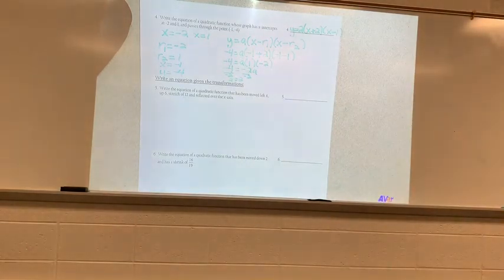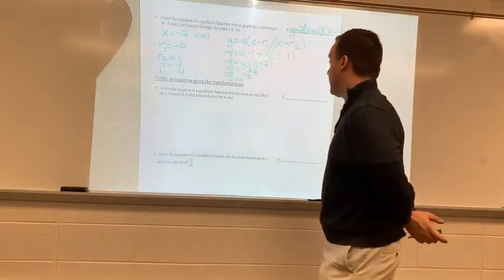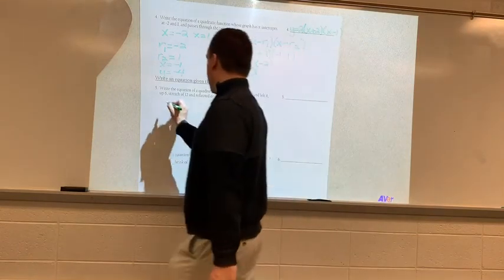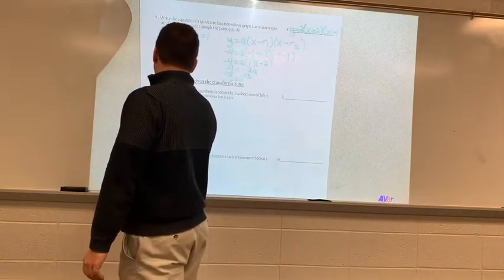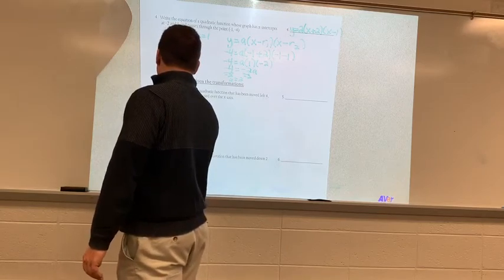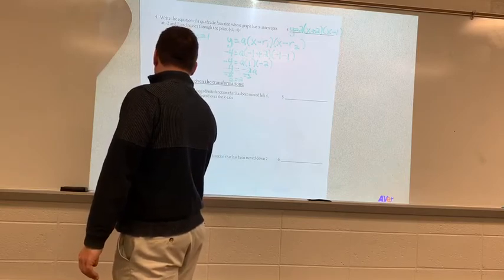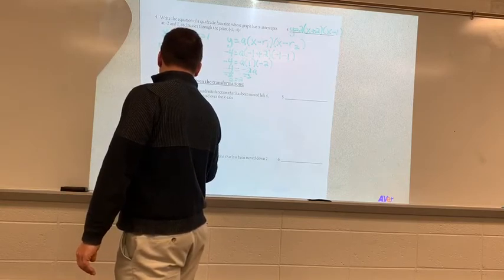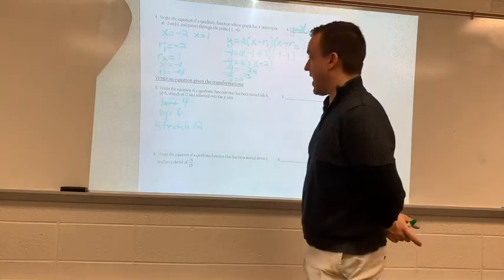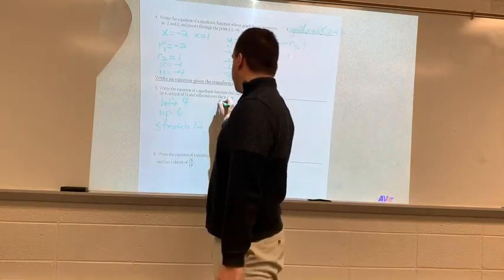In looking at question 5, we're asked to write a quadratic equation that has been moved left 4. So I'm going to write that down, left 4, and then it moves up 6, and then we have a stretch of 12. In doing this, I can see from the information given that I'm going to need vertex form.